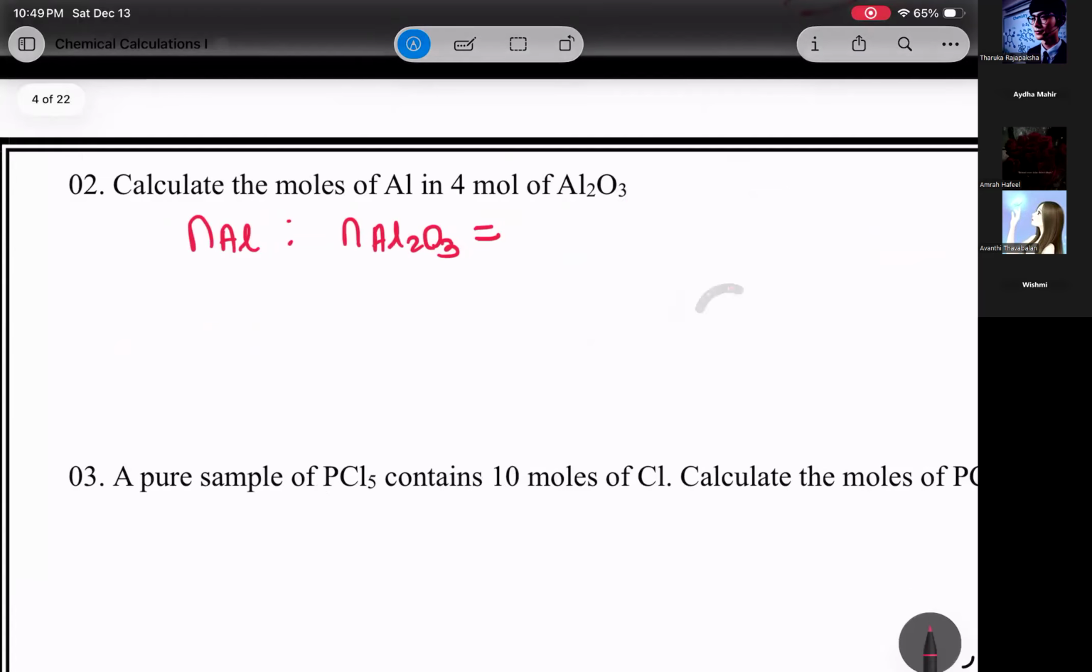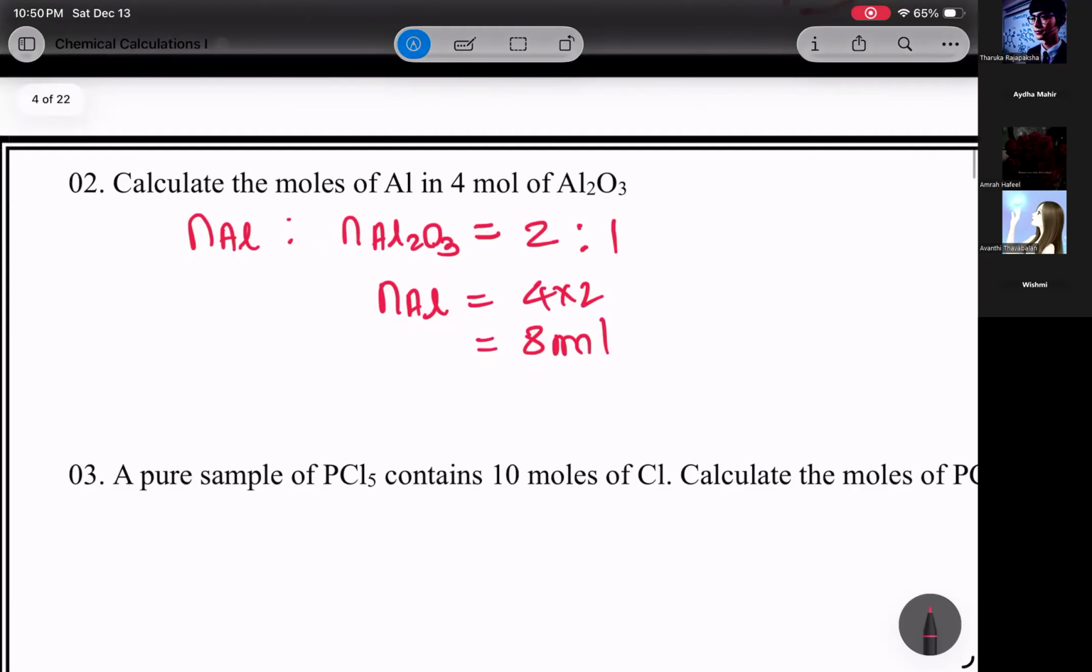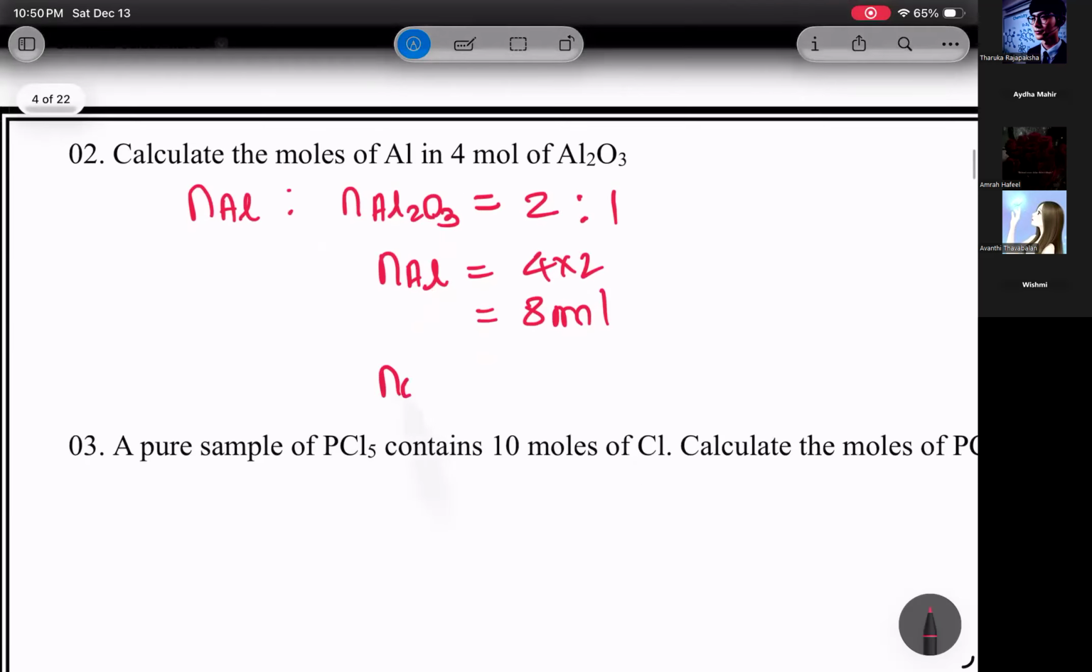So the ratio here, 2 is to 1, right? Now you can calculate the number of moles of aluminium by multiplying it by 2. So 4 multiplied by 2 is equal to 8 moles, right? 4 moles of Al2O3. You just have to calculate the number of moles of aluminium. That's 8 moles. Let's calculate the number of moles of oxygen in this. Number of moles of oxygen is 3 times 4. Easy. 12.